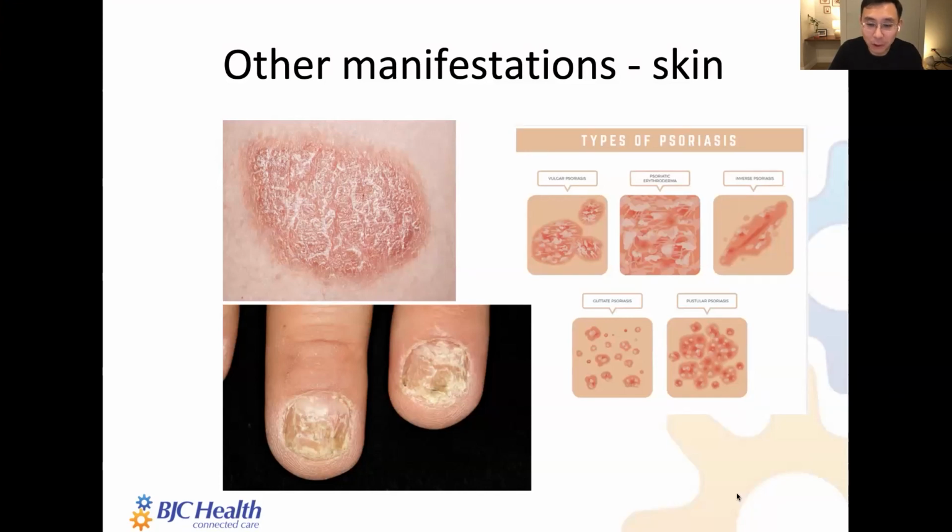But it also comes in different forms. It can be what we call guttate psoriasis, like little dots. It can be all different forms. Sometimes rheumatologists and even GPs have trouble confirming the diagnosis of psoriasis, and we need the help of a dermatologist to confirm the diagnosis.